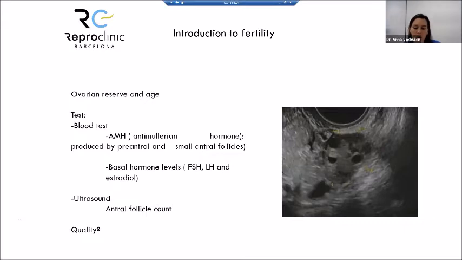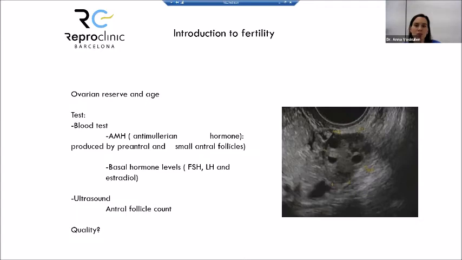We all know that ovarian reserve decreases with age, and actually women are born with a certain ovarian reserve that decreases progressively, but also not just a decrease in terms of numbers, but we will also have a decrease in terms of quality of the eggs, okay?